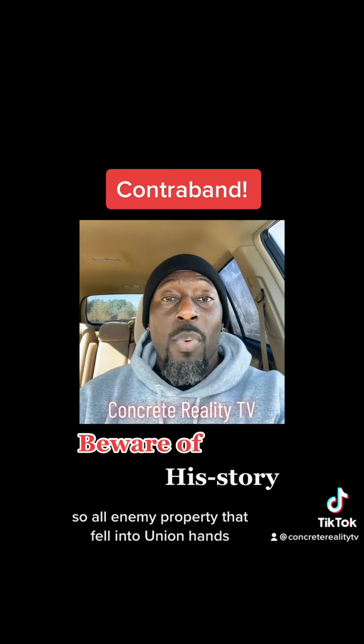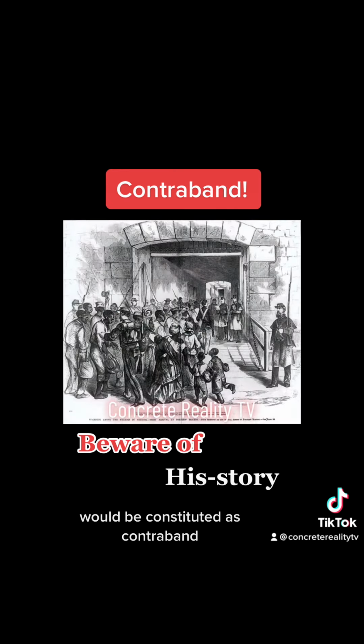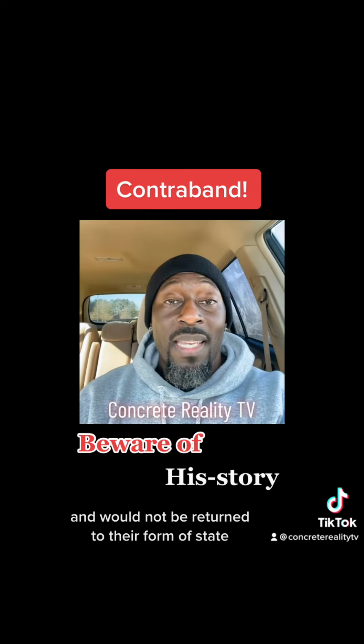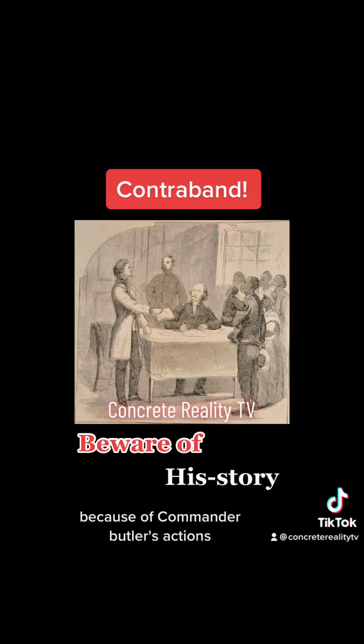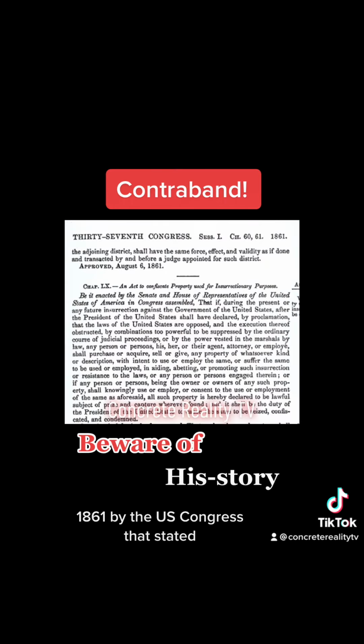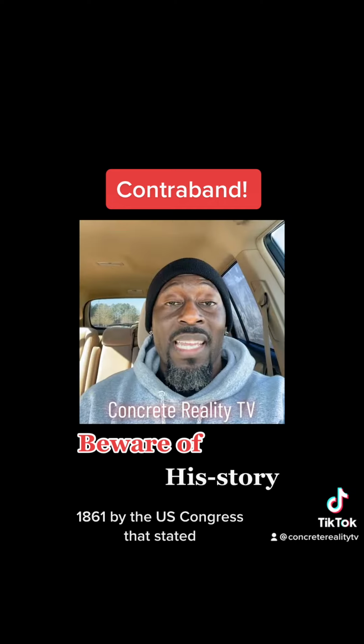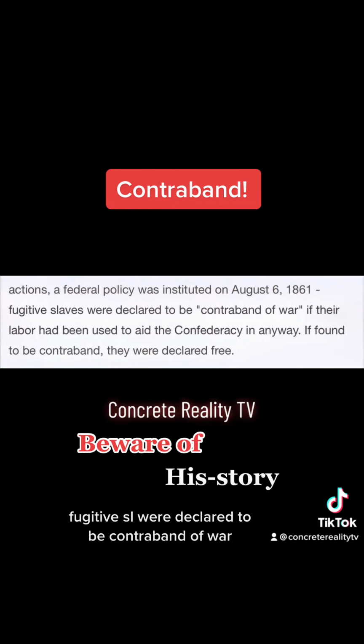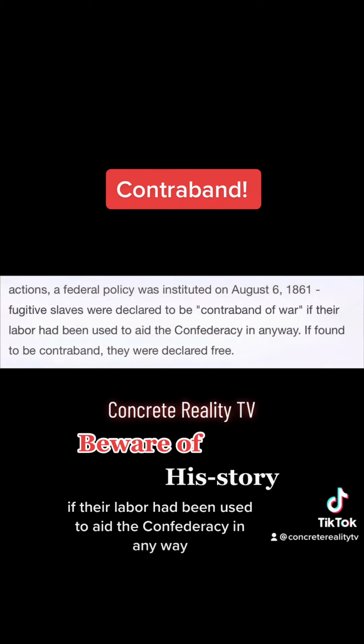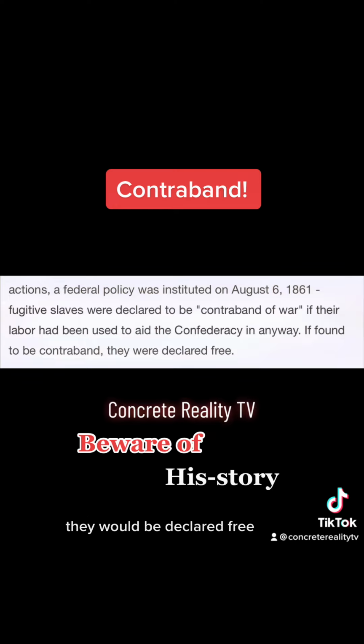So all enemy property that fell into Union hands would be constituted as contraband and would not be returned to their former state. Because of Commander Butler's actions, a federal policy was instituted on August 6, 1861 by the U.S. Congress that stated fugitive slaves were declared to be contraband of war. If their labor had been used to aid the Confederacy in any way, they would be declared free.